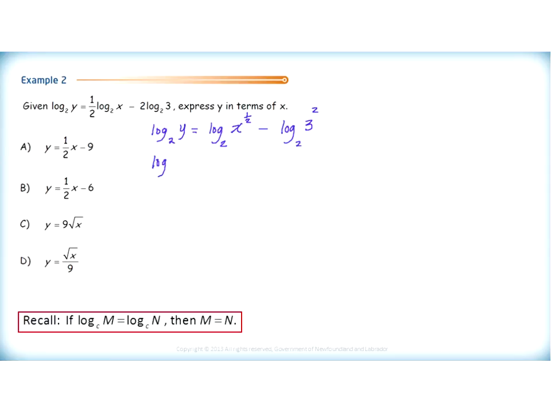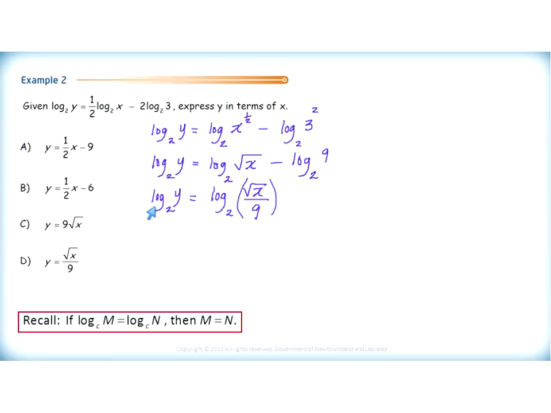So now we have the log of y to base 2 is equal to the log of, we could change the x to the 1/2 to be a radical. X to the 1/2 is equal to the square root of x, and we know that 3 squared is equal to 9. On the right-hand side, we have the difference of 2 logarithms. So that can be rewritten as the log of a quotient, the root of x divided by 9 with a base of 2. Now we use another rule for logarithms.